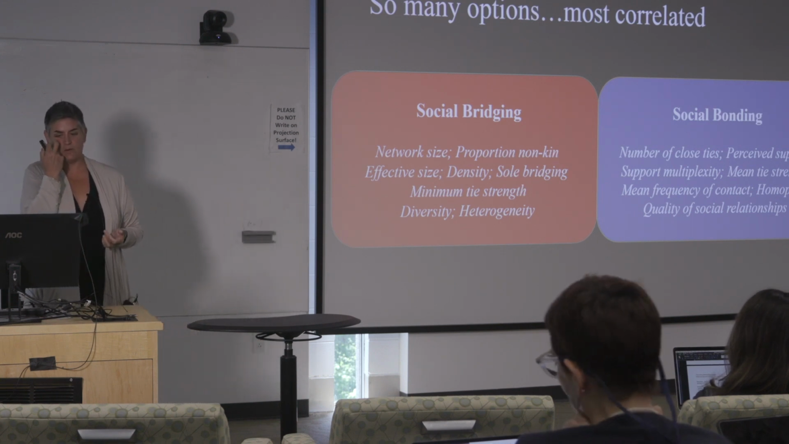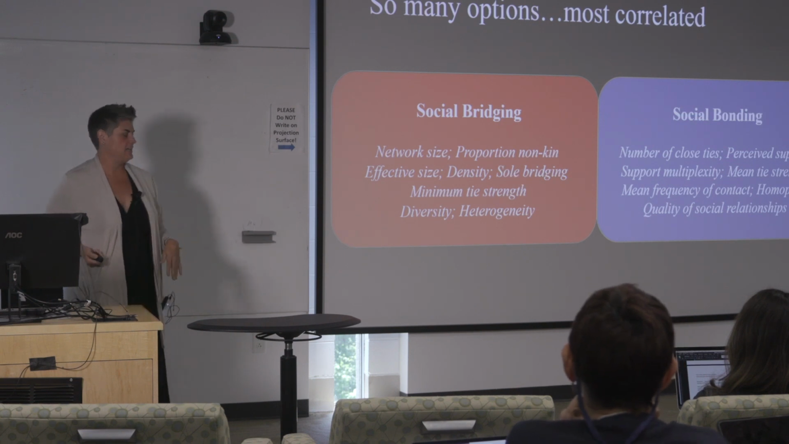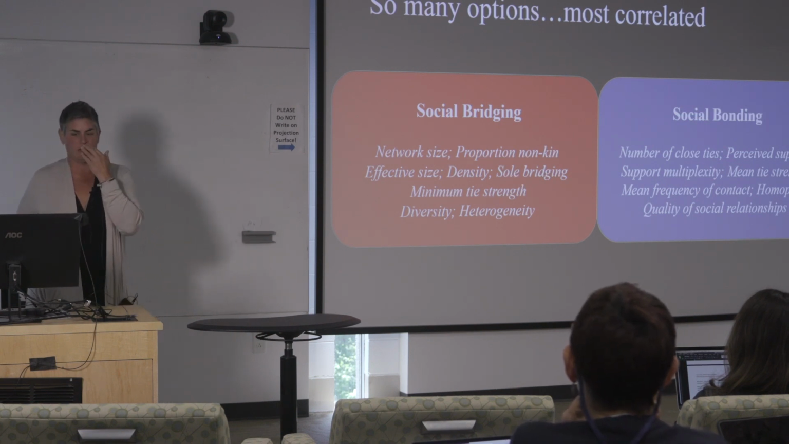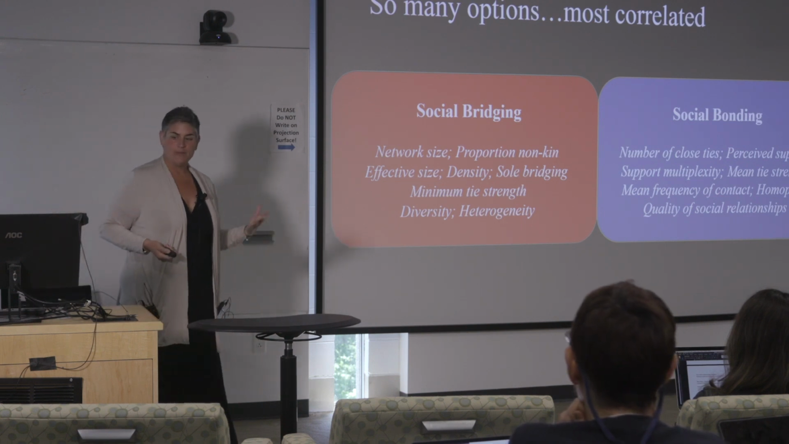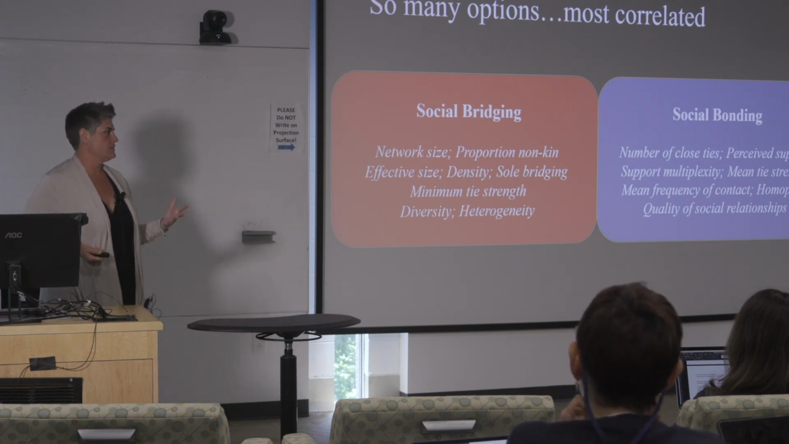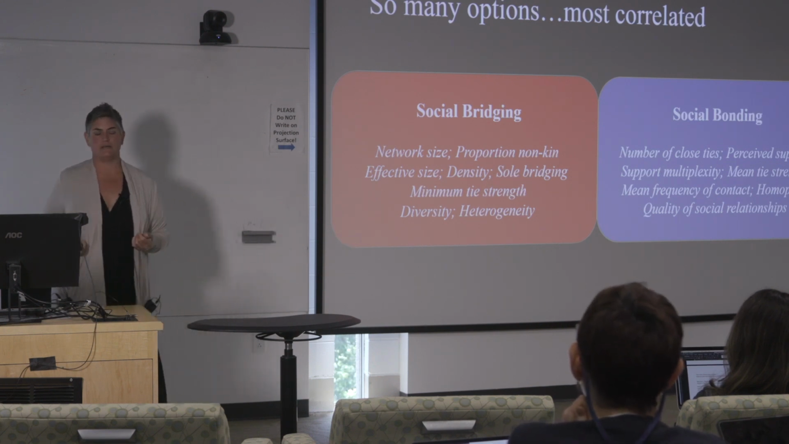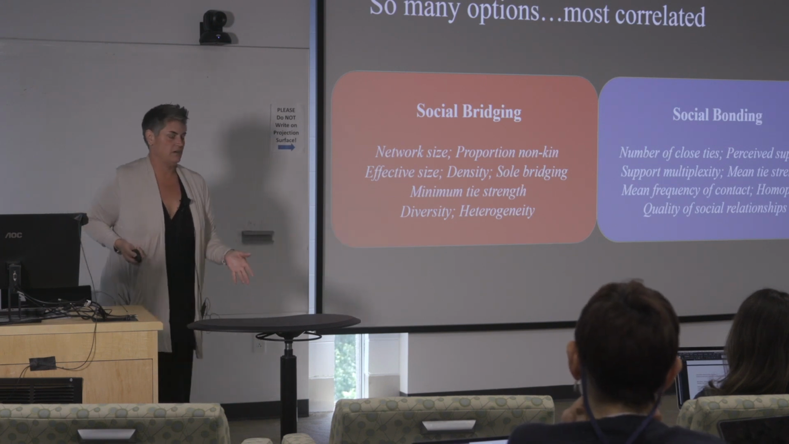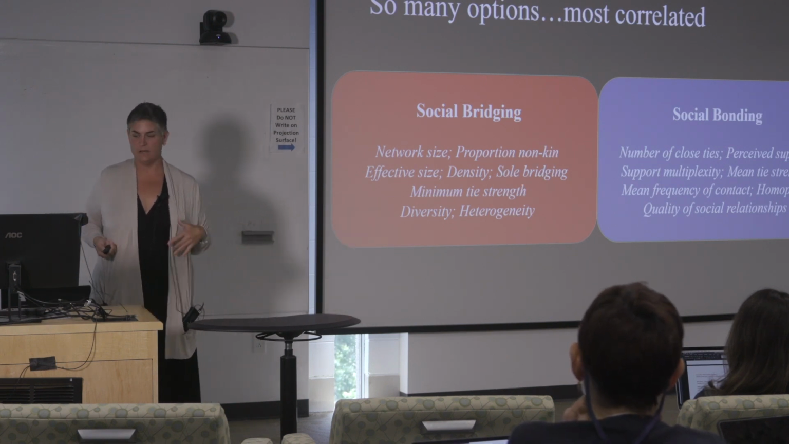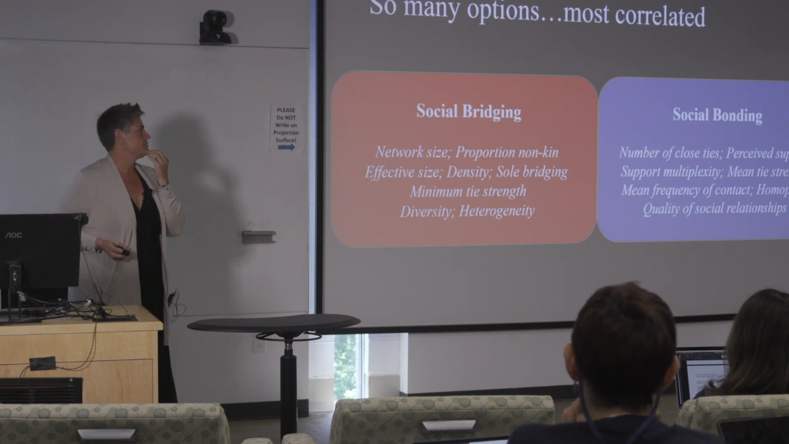So for social bridging, we're using things like network size, proportion of non-kin, effective size, density, and sole bridging, which is when you're a bridge between two people. It's like a binary indicator. Minimum tie strength, essentially the strength of your weakest tie. Diversity, which is role diversity present in the network, and then heterogeneity on a variety of different indicators: race, gender, education, and age, which is really important for older adults, turns out.